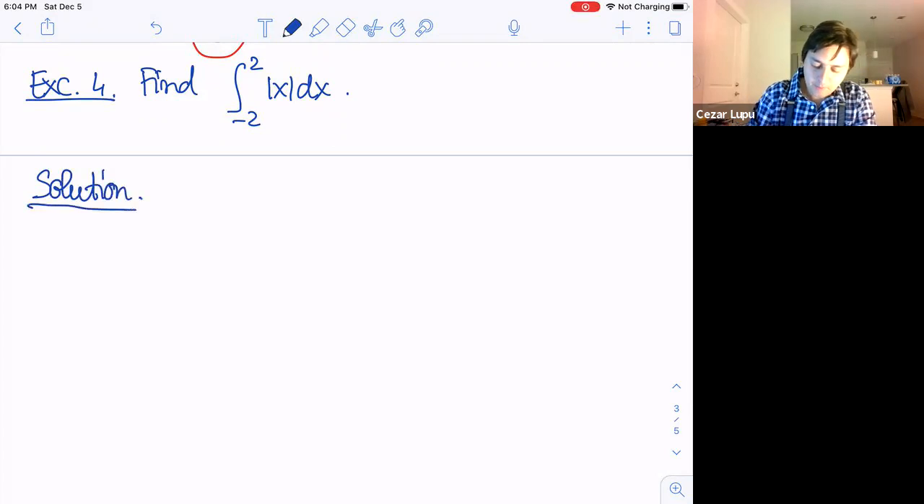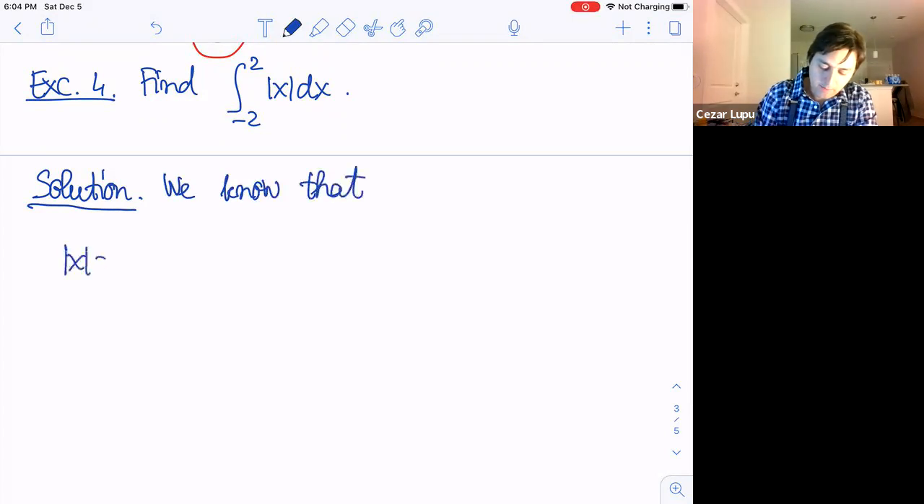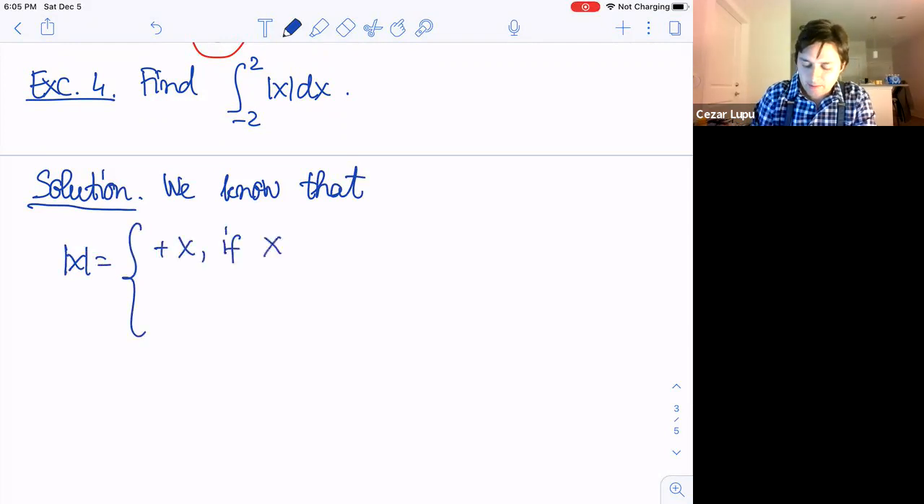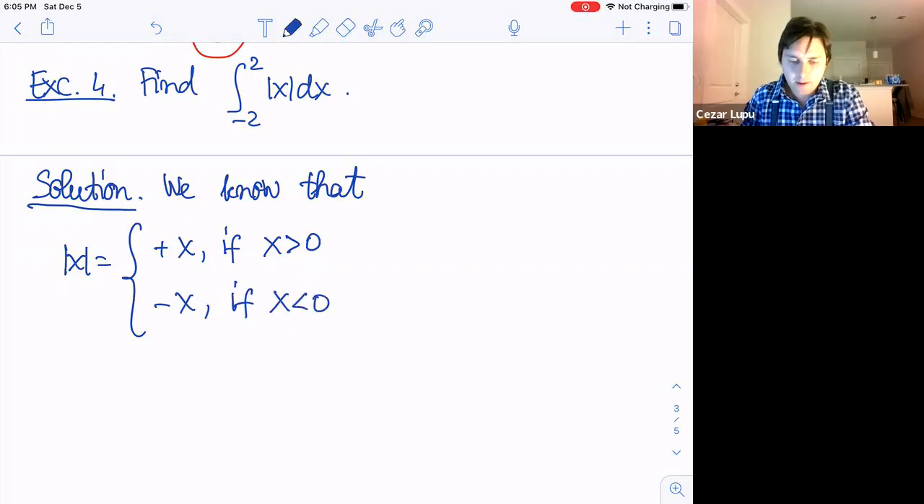So we know that the absolute value of x is positive x if x is strictly greater than 0, and let's just say negative x if x is less than 0. And of course, 0 if it's 0. So we know that. All right.